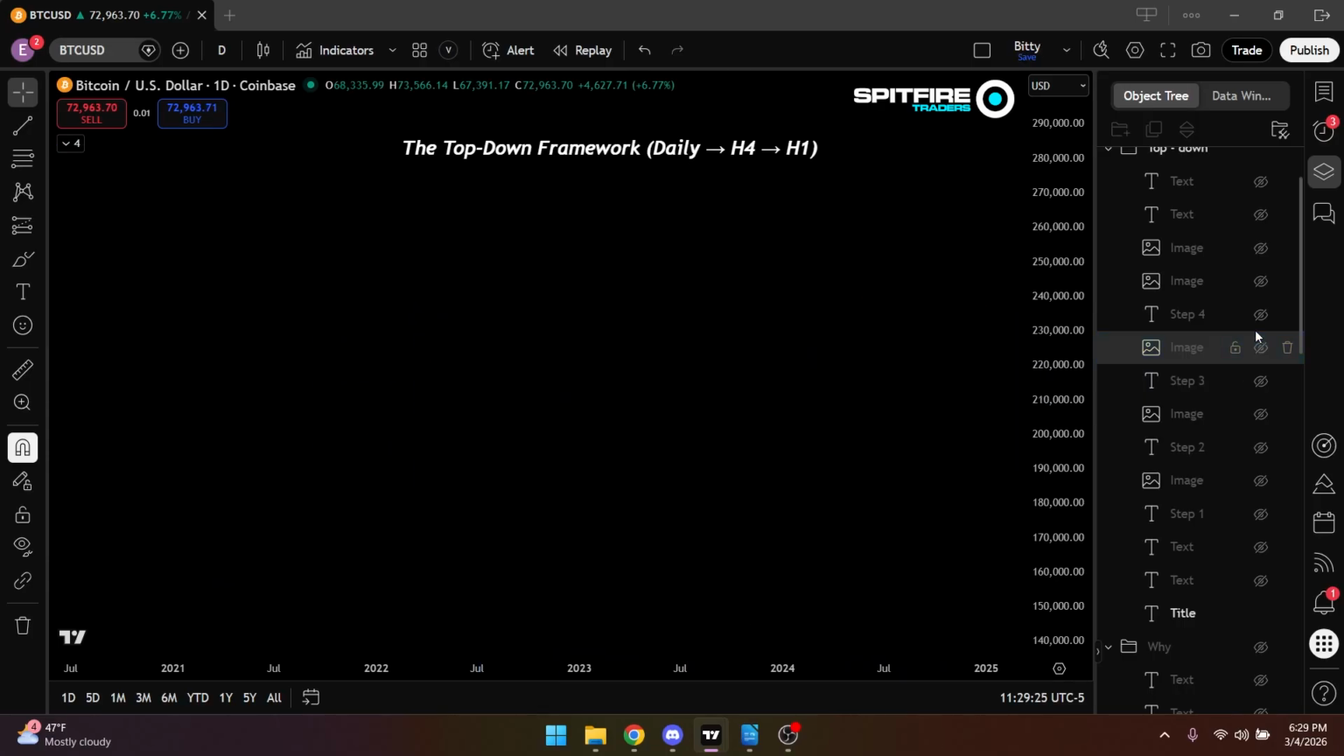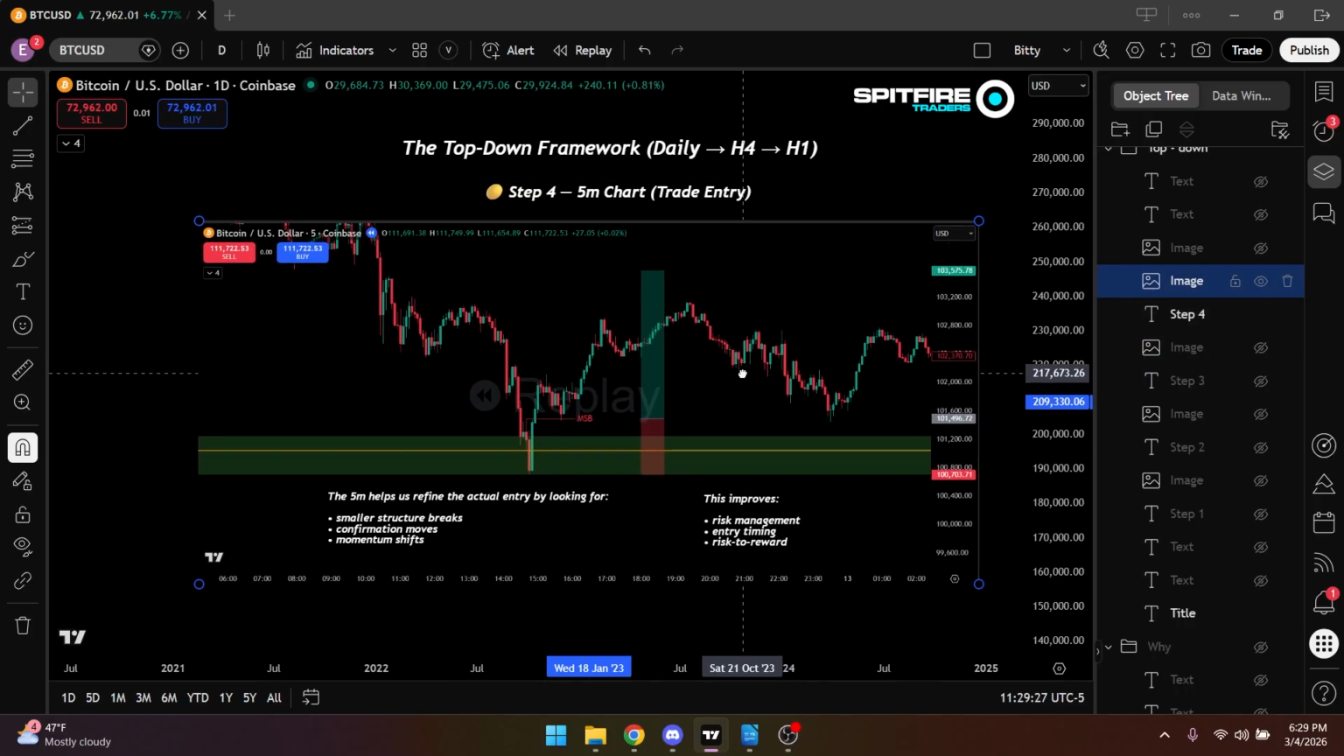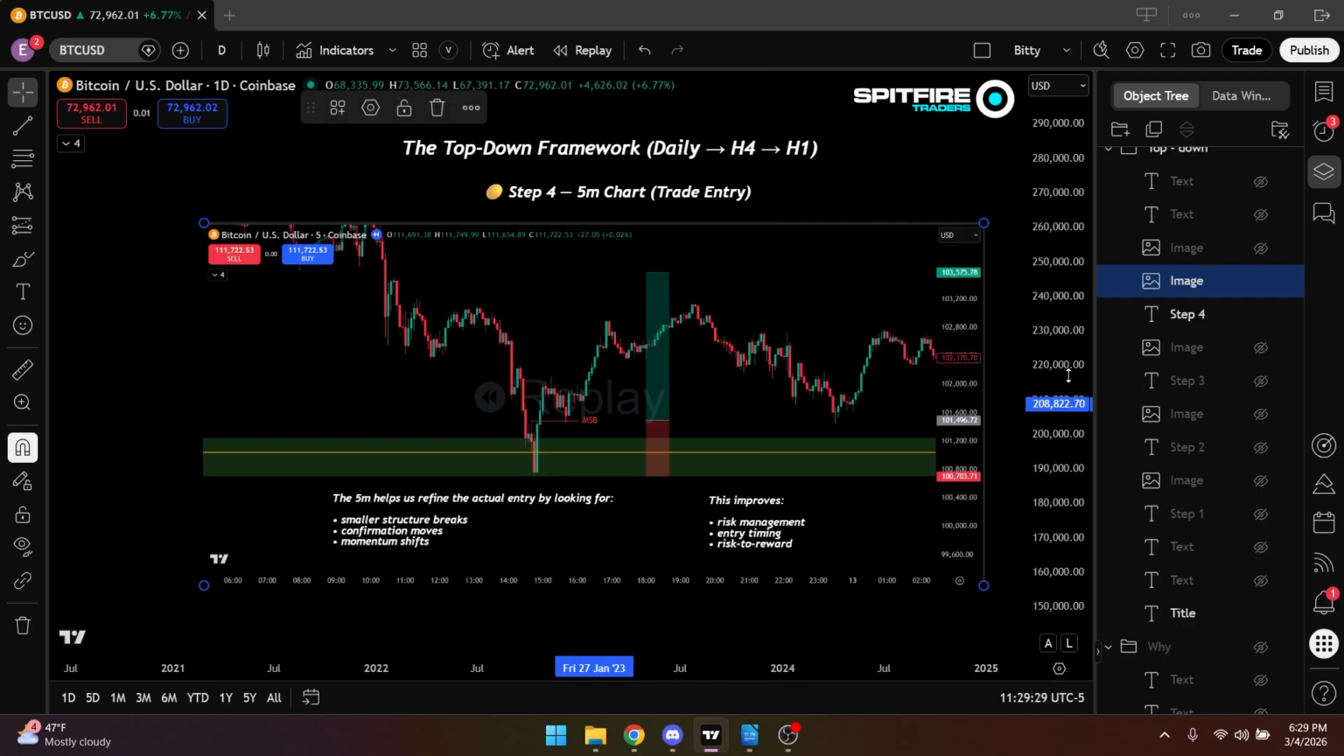Finally, we move on the 5-minute chart. And we use this time frame not for direction, but for precision. The 5-minute helps us refine the actual entry by looking for smaller structure breaks, confirmation moves, and momentum shifts. Instead of blindly entering a level, we can wait for the lower time frame to show confirmation that the move is starting. This improves risk management, entry timing, and risk to reward.